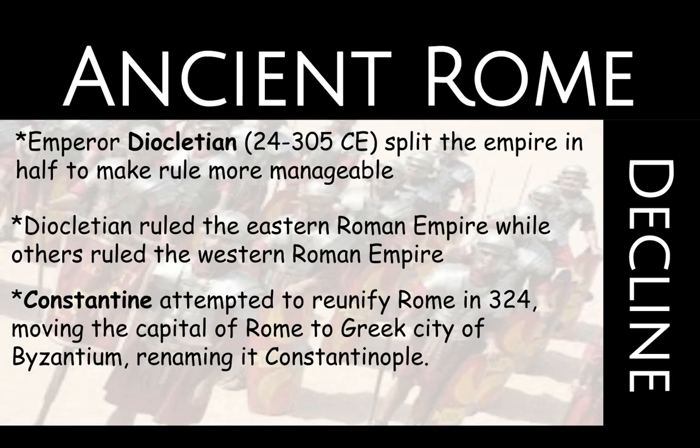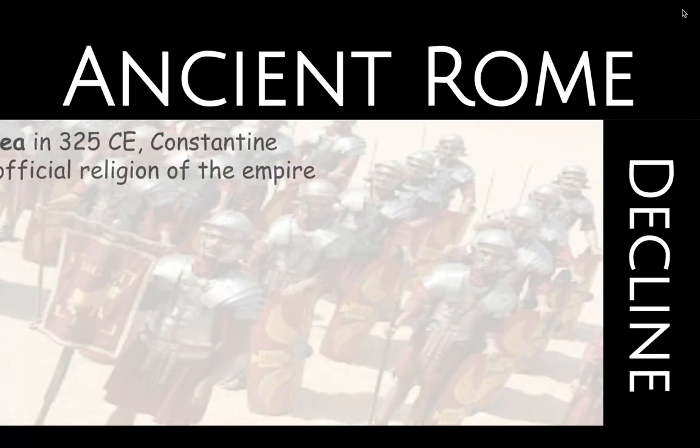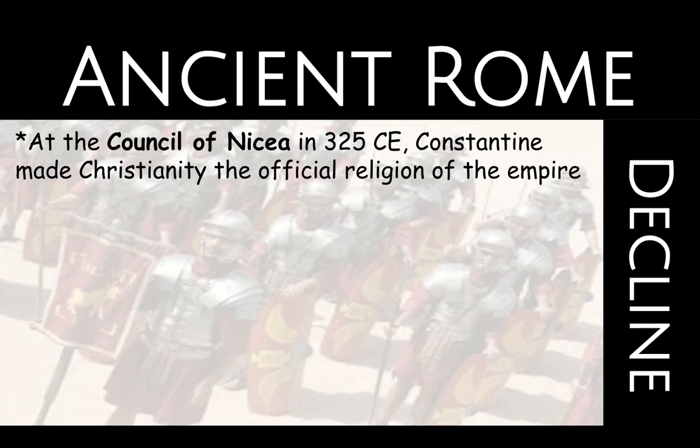Okay, we are on page 34. In 325 CE, Constantine calls for the Council of Nicaea. And it's at this council that he makes Christianity the official religion of the empire.